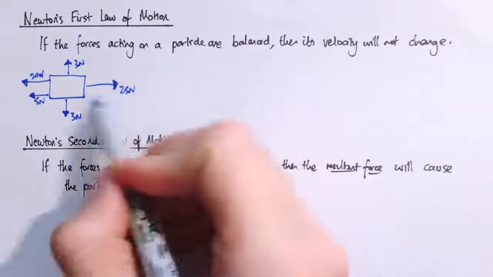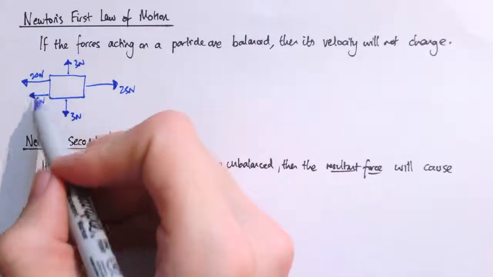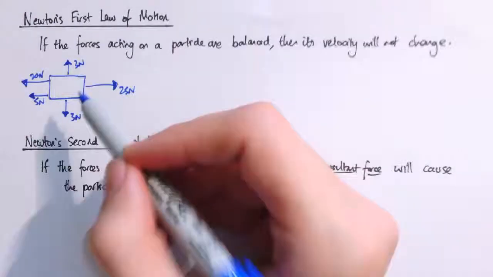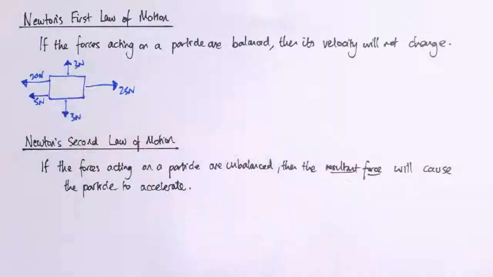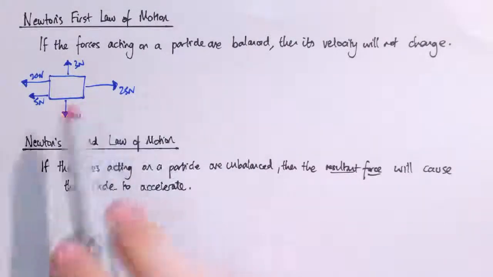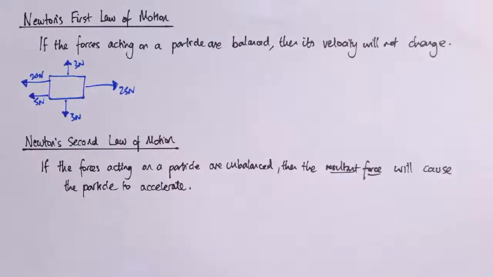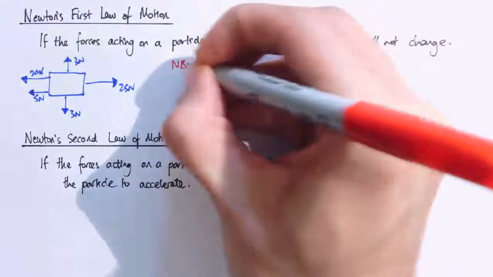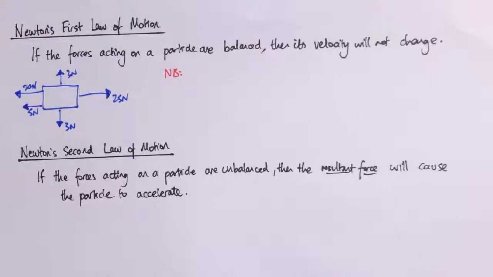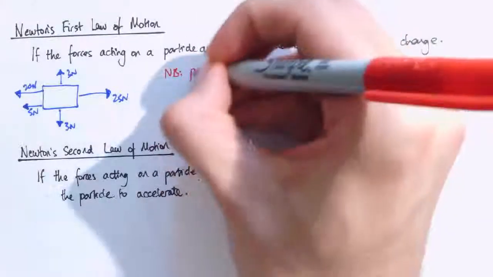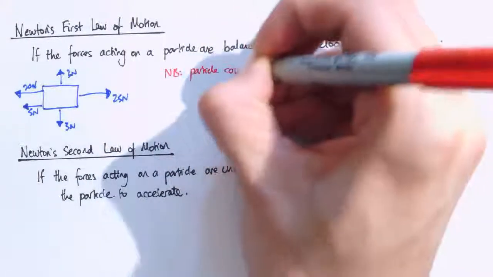Then the 25 Newton force in this direction is going to balance out the 20 and the 5 Newton forces in this direction, and the 3 Newton force up balances out the 3 Newton force downwards. So we say all the forces there are balanced and the velocity won't change. But just note that actually this doesn't mean the particle's not moving. The particle could still be moving.